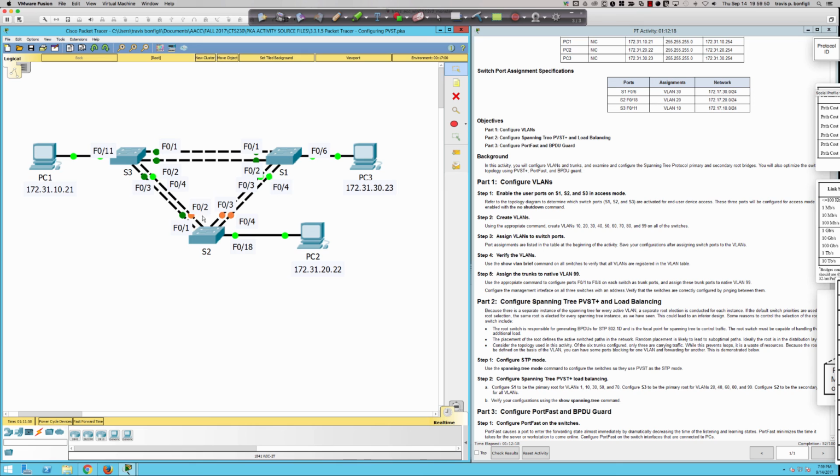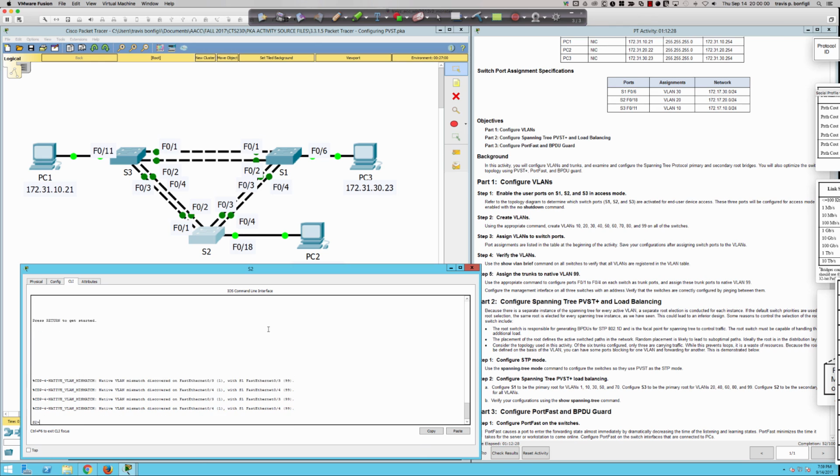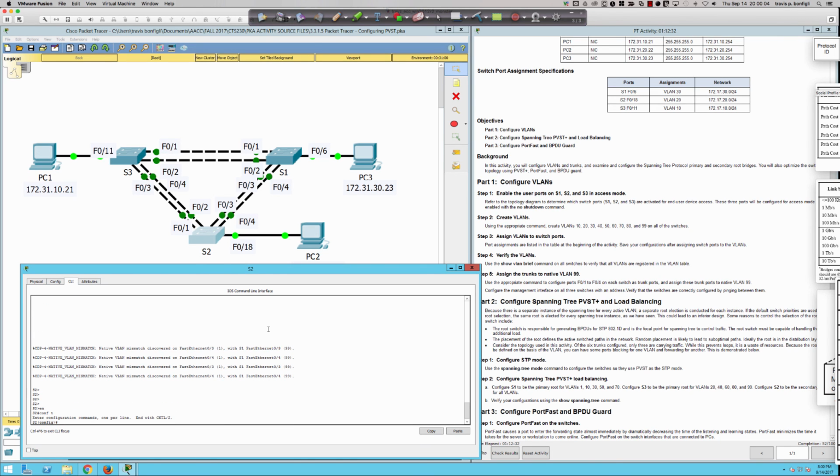Now, take a look, right? It's like Christmas in September right now here, right? Because, boy, we've got native VLAN mismatches everywhere. We've got all kinds of issues. Let's see if we can't settle things down a bit here. So we'll come over to switch 2. We'll go from user exec to privilege exec into global config.